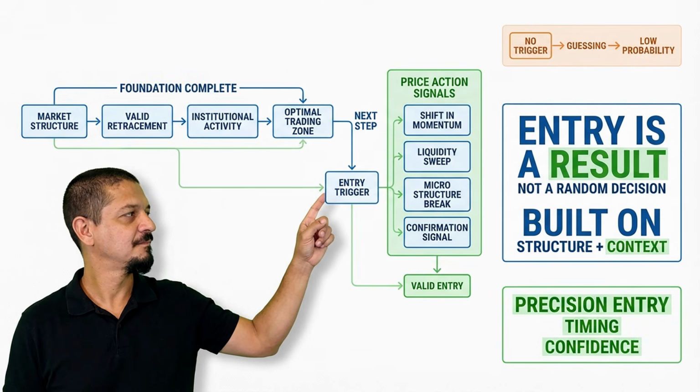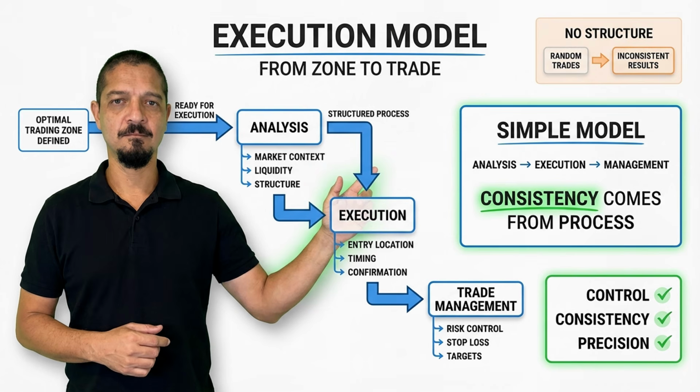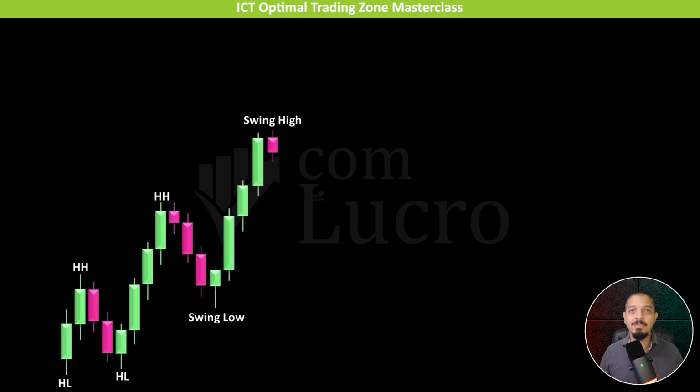With all of this in mind, identifying a valid entry trigger within this zone becomes a natural extension of everything we have covered so far, from structure to retracement and institutional activity. This trigger can come from different price action signals, which we will explain next. This trading model is built around three simple steps: analysis, execution, and trade management. Let us begin with the analysis phase.